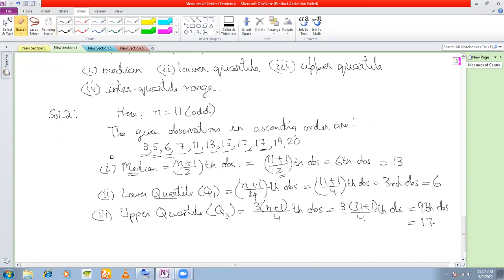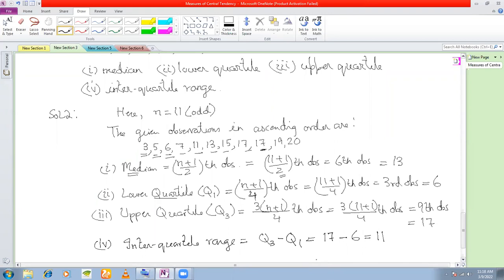Okay. So once we have calculated the upper quartile and the lower quartile, the first question that you see here is interquartile range. The interquartile range is nothing but Q3 minus Q1. Okay, this is the formula for interquartile range. You know the value of Q3, 17. You know the value of Q1, which is 6. So 17 minus 6 should come to 11. And that is how you calculate the median and the quartiles and the interquartile range.